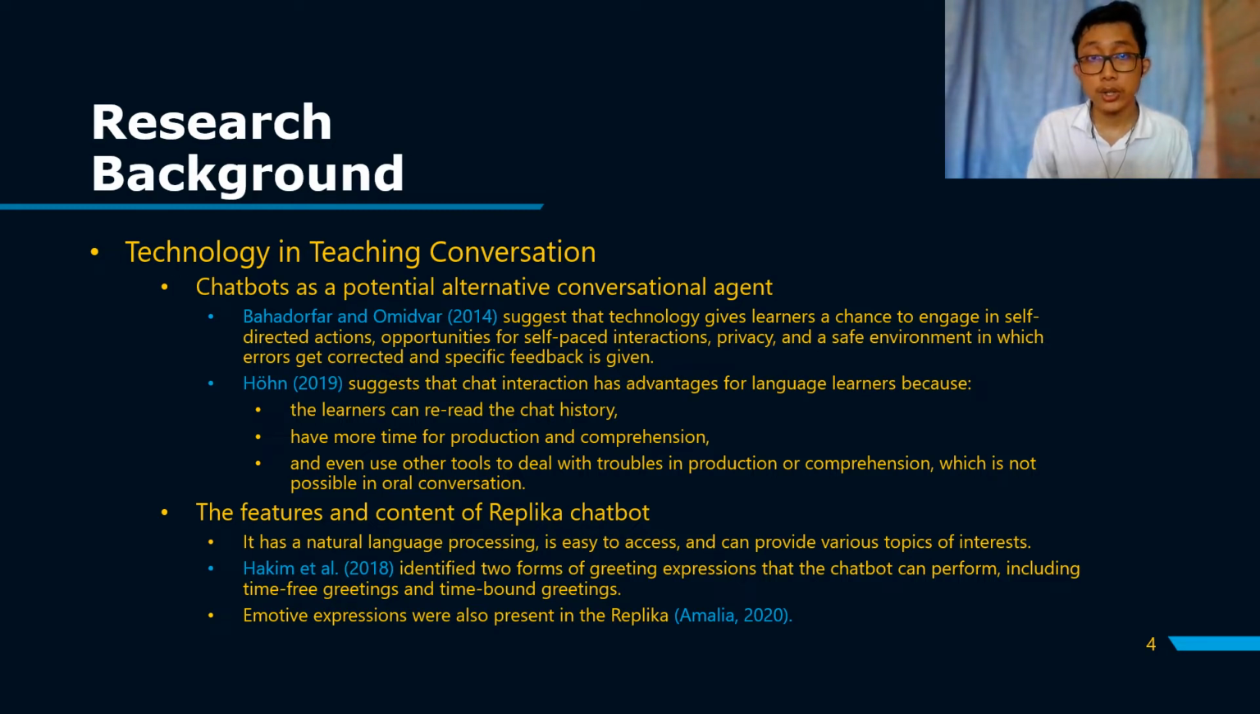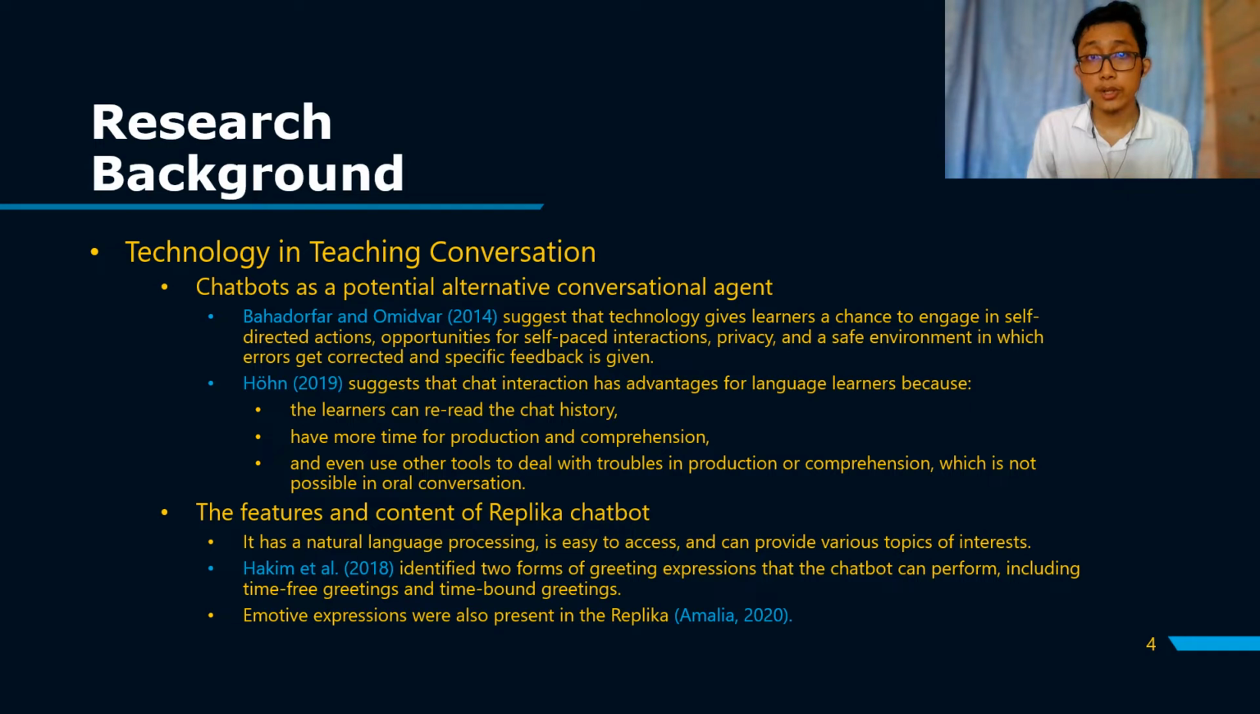This goes accordingly with the role of students in CLT, as Brown in 2001 suggests, students are in charge of their learning. Chatbots cannot give elaborate feedback like teachers, so teachers are still needed for the role of giving guidance to students. Hahn in 2019 suggests that chat interaction has some advantages for language learners because the students can reread the chat history, and they also have more time for production and comprehension, and they can even use other tools to deal with troubles in production or comprehension.